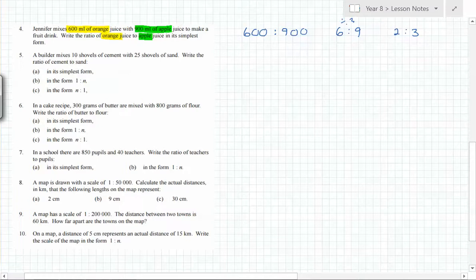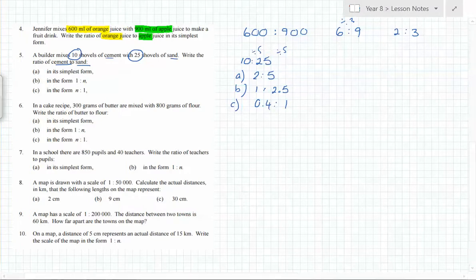So then we've got builder mixes 10 shovels of cement with 25 shovels of sand. Write the ratio of cement to sand, so it's alright, we're in the right order. So we've got, obviously, 10 to 25, but in its simplest form, 2 to 5. Okay, divide both by 5. Okay. In the form 1 to n, so it's 1 to 2.5. And in the form n to 1, so we've got a 1 there, 0.4. Okay. Good. Easy enough. Yeah.